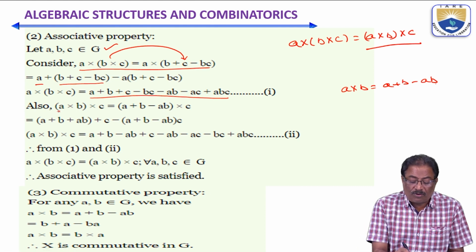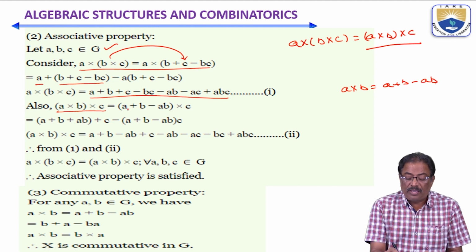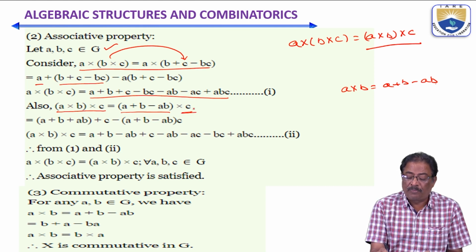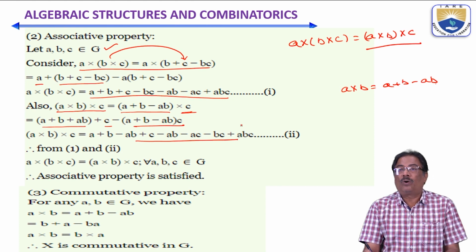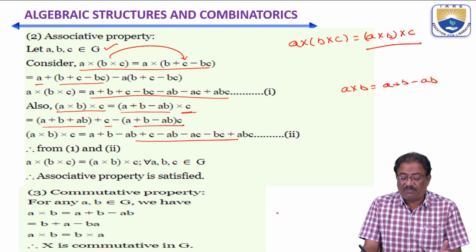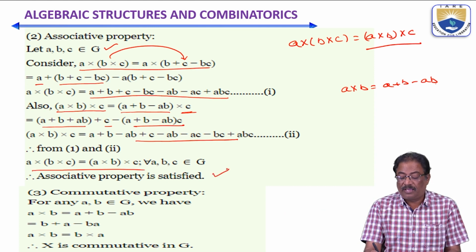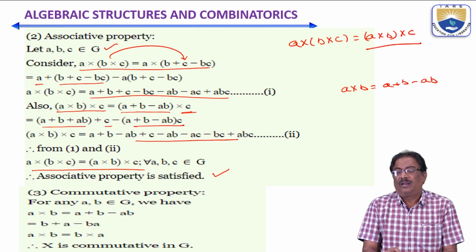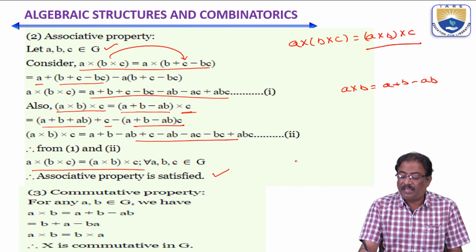Similarly, we are going to calculate what A cross B cross C value is. So now A cross B is this one and cross C will be there. Then once again, which is of the form A cross C, so once again, A plus B minus AB. So if you simplify this, it is equal to the same value we got in equation 1. So from equation 1 and equation 2, we can say that both are equal, then associativity is satisfied. Now we are going to verify the commutative property. So commutative property is nothing but A cross B is equal to B cross A.